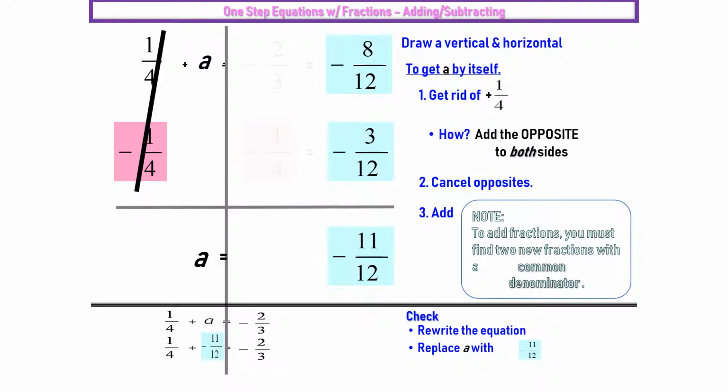Now, in order to add those two fractions on the left-hand side, we are again going to have to find some common denominators. So we're going to skip a few steps and show you that the new fractions with a common denominator would also be over 12. So doing the math on the left-hand side, +3/12 plus -11/12 is in fact -8/12. So the fraction on the left equals the fraction on the right. Our solution checks. So in conclusion, the solution to the equation 1/4 plus a equals -2/3 is a equals -11/12.